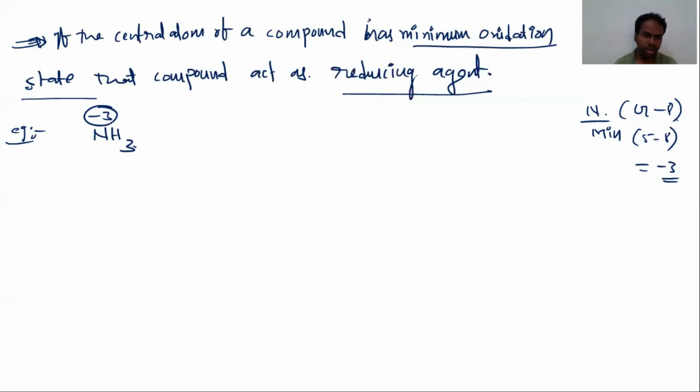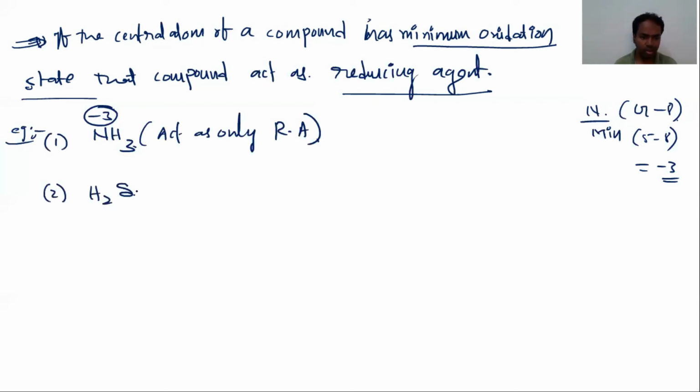By gaining 3 electrons, nitrogen gets the neon configuration. It cannot gain one more electron, but there are chances it may lose an electron. Losing of electrons is called oxidation. The compound that itself undergoes oxidation is called a reducing agent. So it acts as only a reducing agent. One more example.